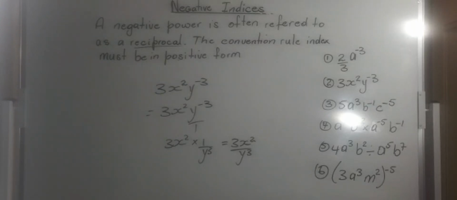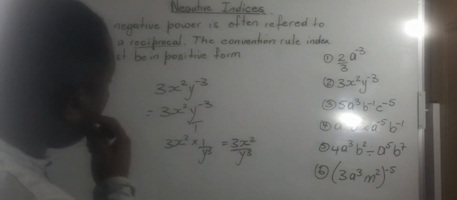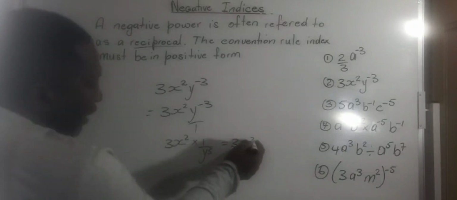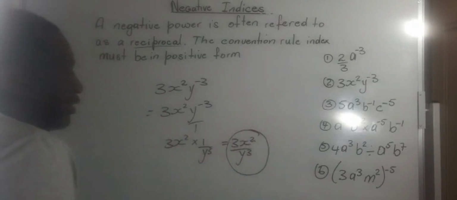So again, boys and girls, take a look. Guys, examine the problem that we have just done. So that would have given us 3x squared over y being raised to the third power. So again, we use the reciprocal of whatever the quantity is being expressed here as an index with a positive outcome.